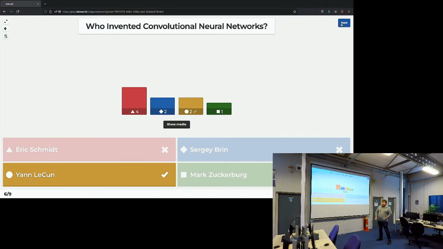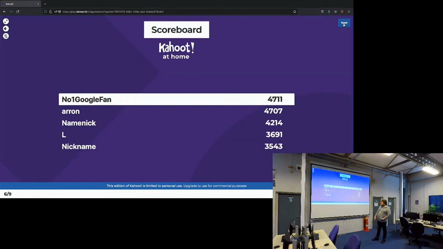But yeah, he was instrumental to building up convolutional neural networks, which are used a lot in AI over video and stuff like that. Next, please, Sam. And congratulations to 2 of you got it right, though.